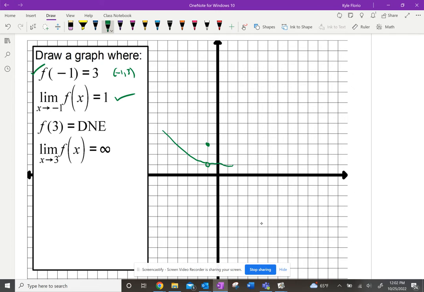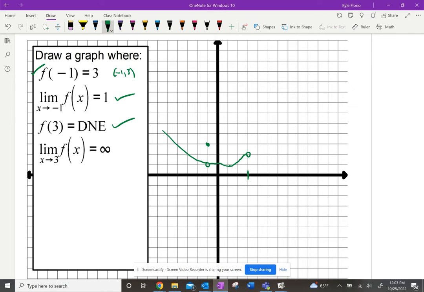Now I want f of 3 to not exist. So at 3, I can't have a point here. I can either have a hole or I could have an asymptote. It doesn't matter which one. I'm just going to put a hole here.